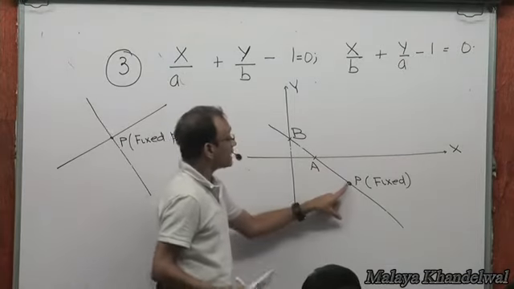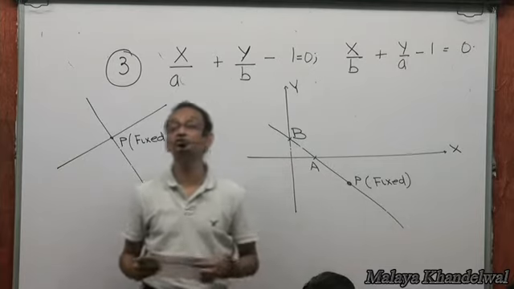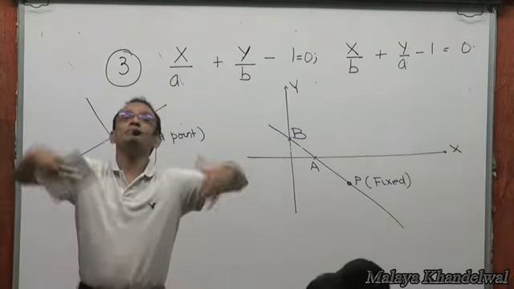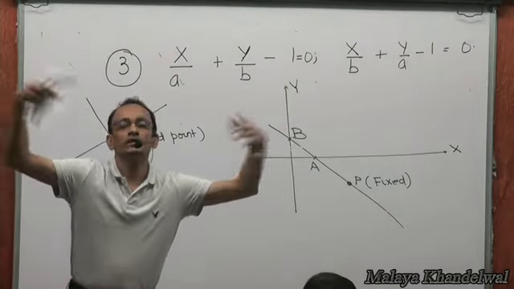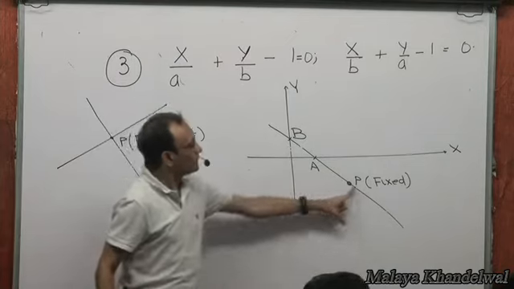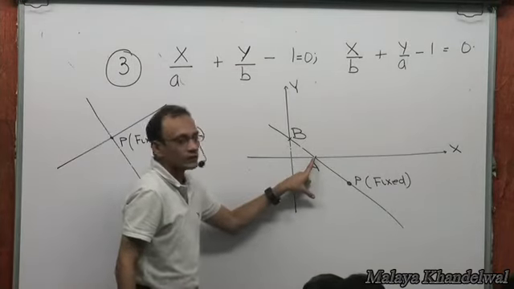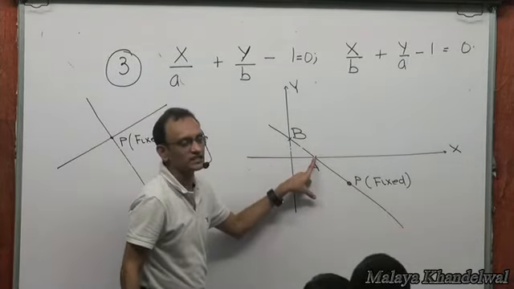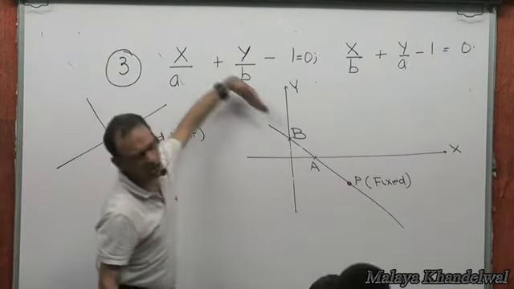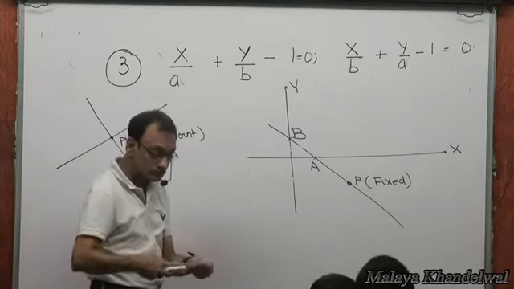Now, say this is one such line. How many lines can you draw through P, a fixed point? Infinity of lines, right? There is a family of lines associated with P, passing through P. Now, all the lines passing through P will have their corresponding x-intercept A and y-intercept B. This is one such line. This is one such line.